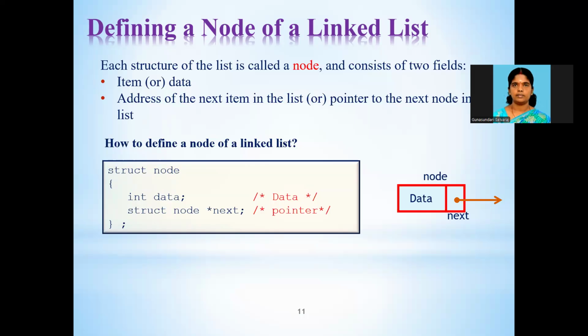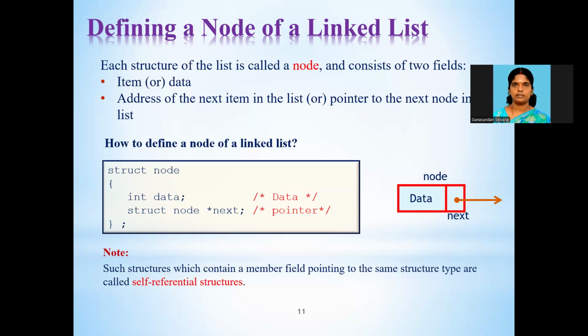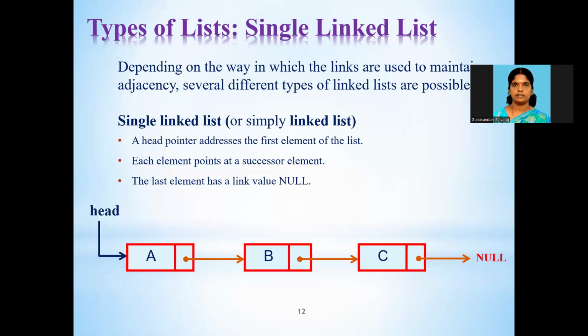The data type we have used here is int data, and the pointer variable data type is struct node. So it is given as struct node star next. It points to the same node type, so we call it a self-referential structure.